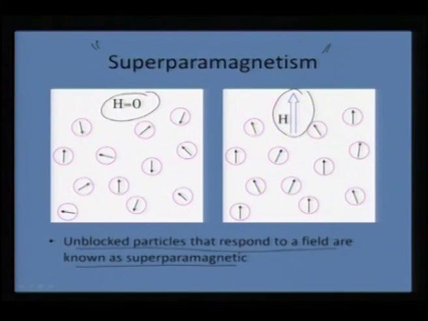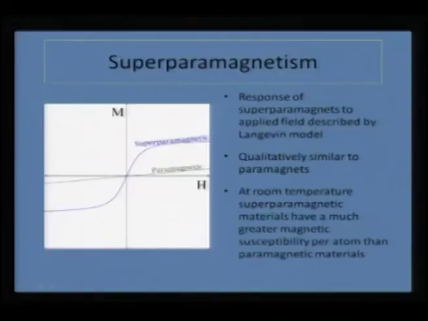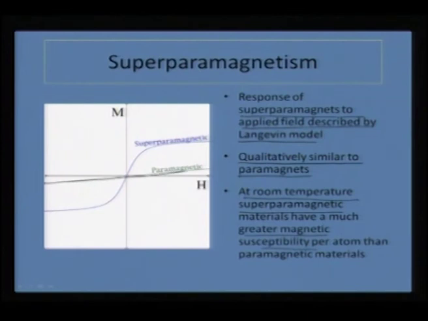So how do paramagnetic and superparamagnetic particles behave? This is the typical fashion. The response of a superparamagnet to an applied field is described by the Langevin model. Qualitatively they are similar to paramagnets, and at room temperature superparamagnetic materials have much greater magnetic susceptibility than paramagnetic materials. This is a way we can distinguish between a paramagnetic and a superparamagnetic particle. In the paramagnetic case there is almost no saturation, whereas the superparamagnetic case may confuse you to be a ferromagnet, but if you open up this area, you would see that it lacks coercivity. Therefore you can call this a superparamagnetic situation and not a true ferromagnetic signal.